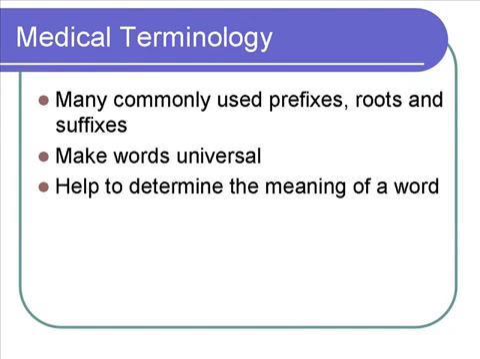As I said before, there are many common prefixes, roots, and suffixes. These are very helpful because they make a lot of the terms universal. For instance, if I say osteocyte, osteo is the root for bone, cyte means cell, so if you can interpret that word and break it apart, you understand that it's a bone cell. Right? So it can really help determine the meaning and just help with overall understanding.